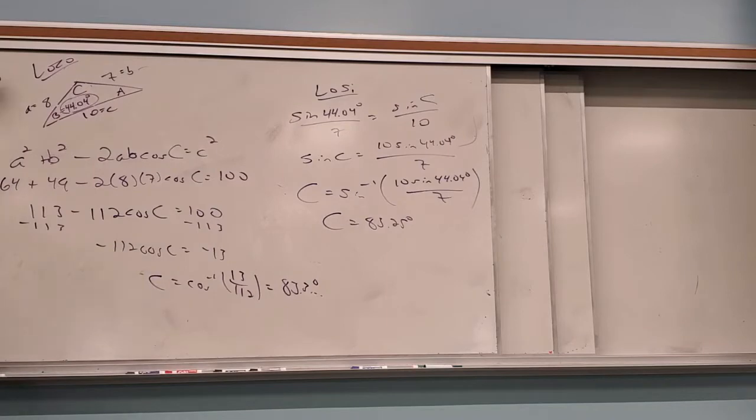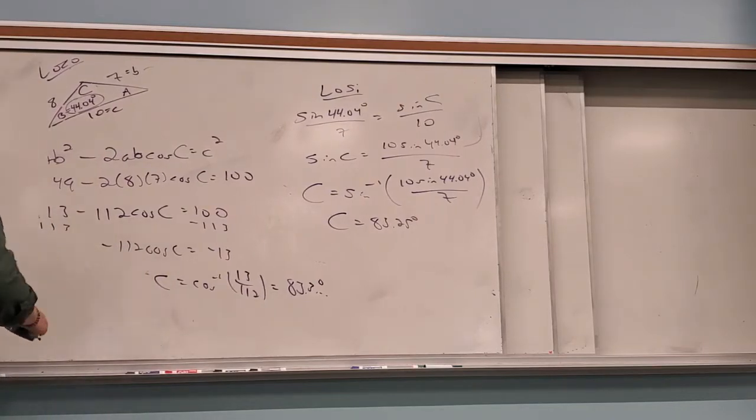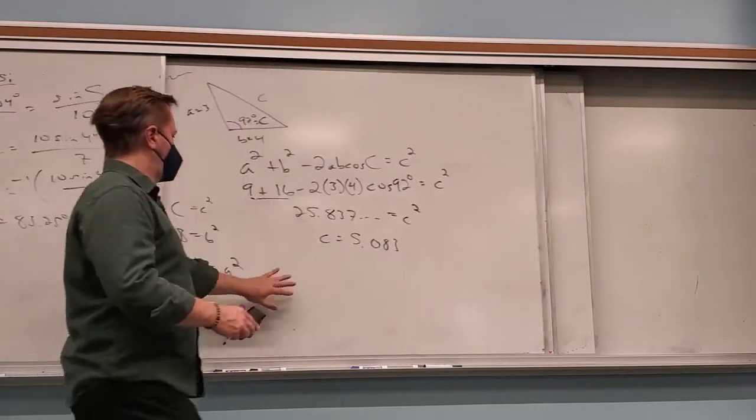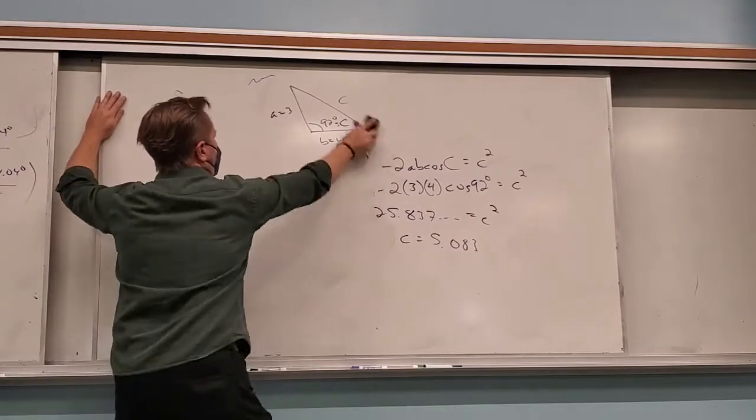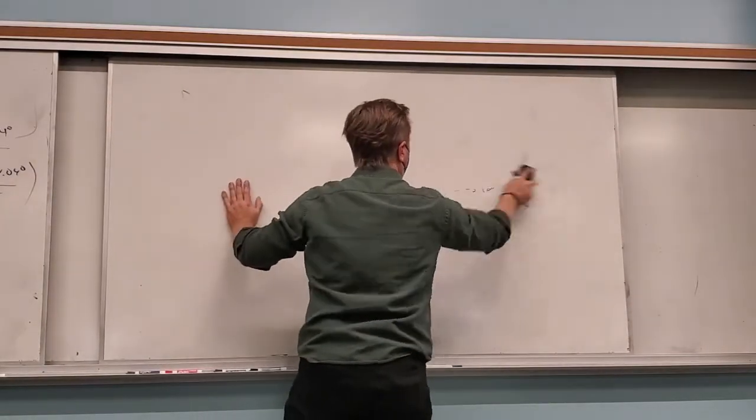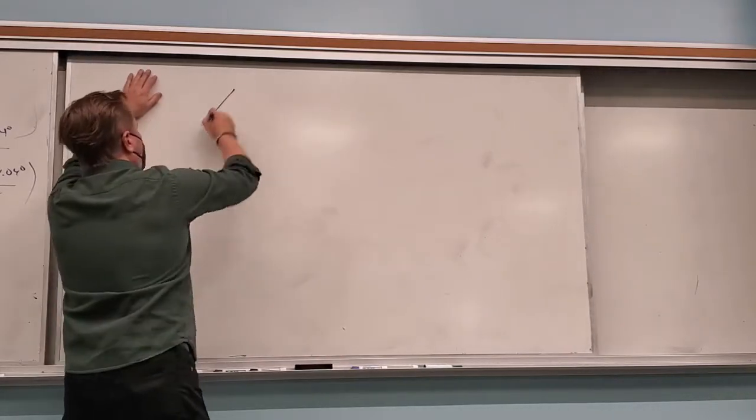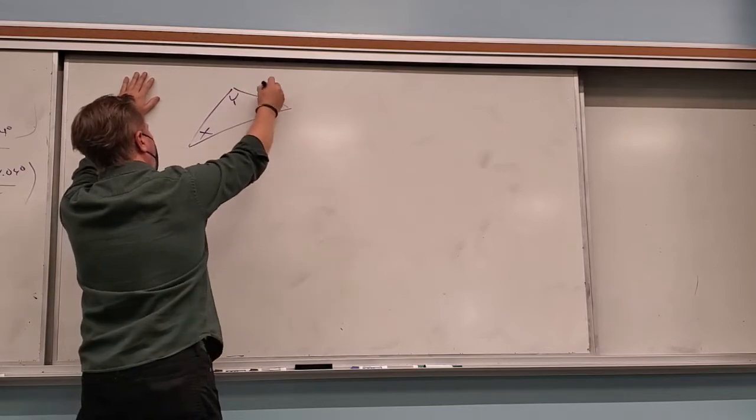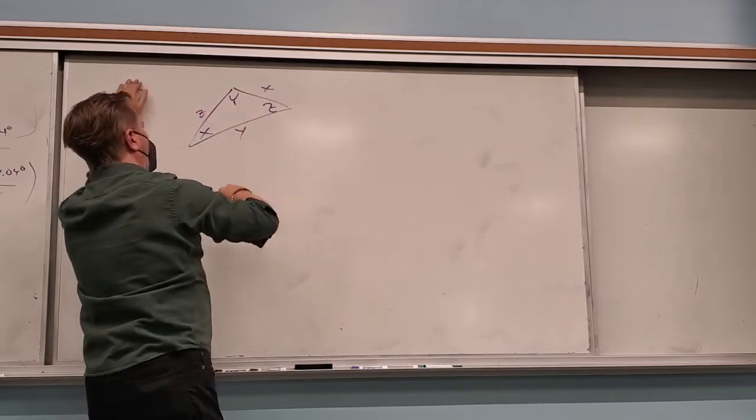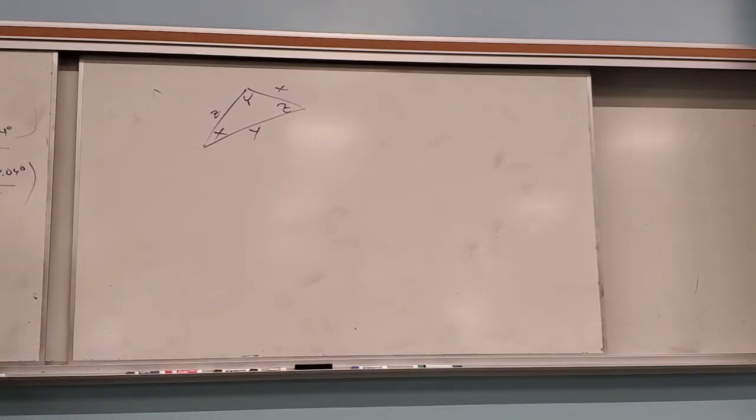So let me ask you this. Let's do something a little weird. If I gave you a triangle, it's got angle x, y, and z, so side x, side z, side y. And I want to know angle z using law of cosines. How would you set up the formula?